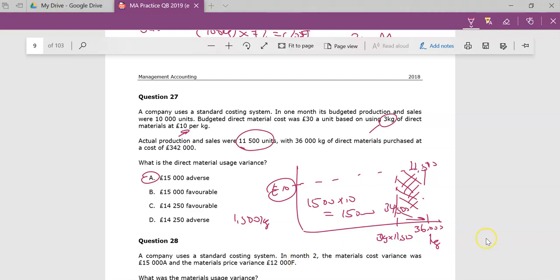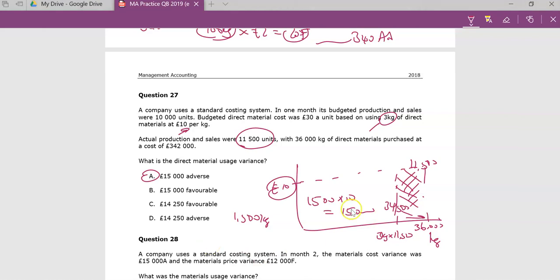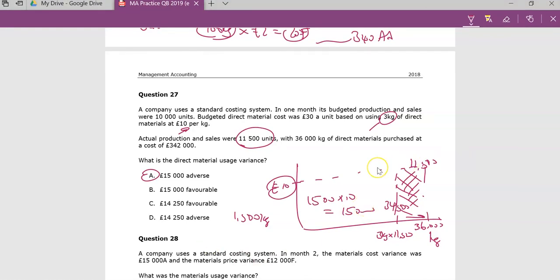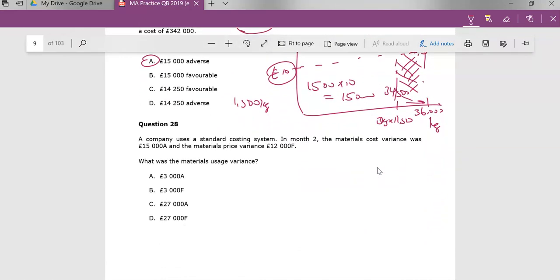Cool, great. So that was question 27. So let's carry on with this. Question 28. So what I was saying earlier on, typically, initially, there's always a cost variance.